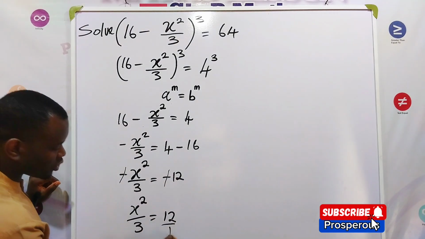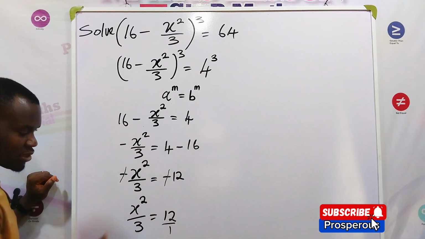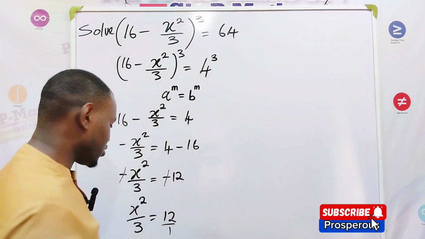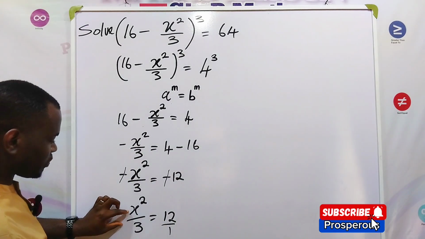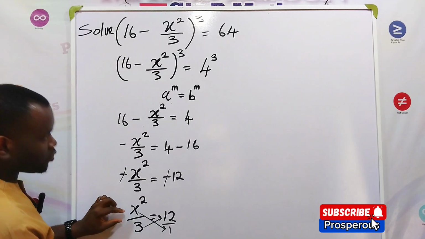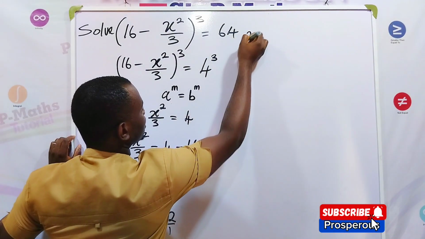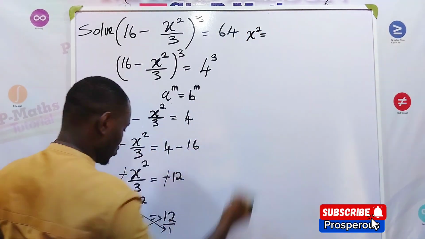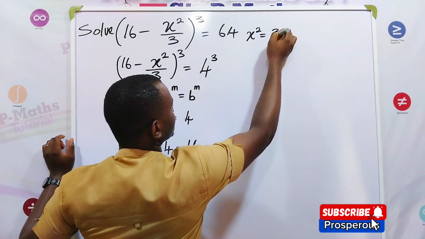So next, we have to cross multiply because we have a fraction. So let's deal away with the fraction. When cross multiplied, 3 multiplies 12 and x squared multiplies 1. So that will give us x raised to the power of 2 equals 36.